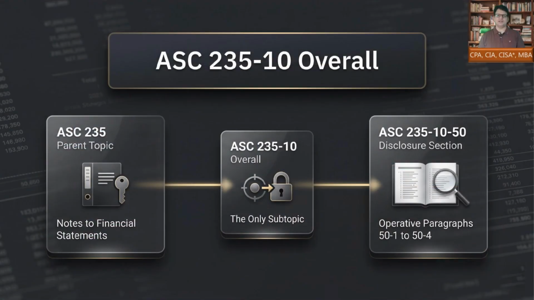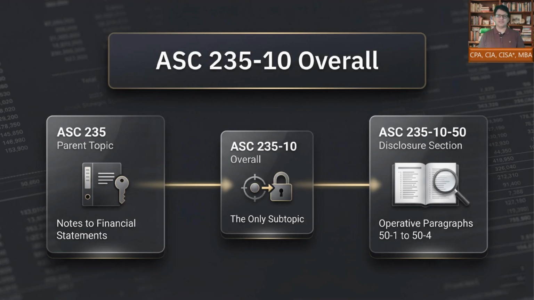Now let us understand the official structure. ASC 235 is the parent topic titled Notes to Financial Statements. Inside it, the main operative subtopic is ASC 235-10 overall. This is a very focused topic. It does not have a long list of subtopics like some other standards, and that actually helps us. The topic is not trying to teach every disclosure in US GAAP. It is focused on accounting policy disclosure.